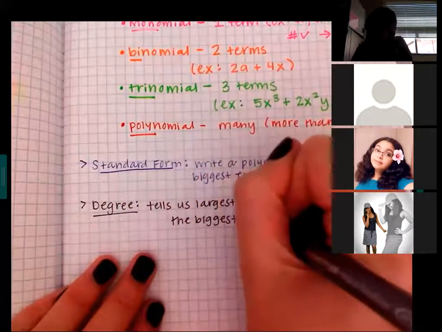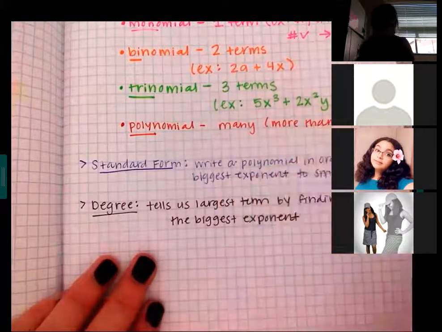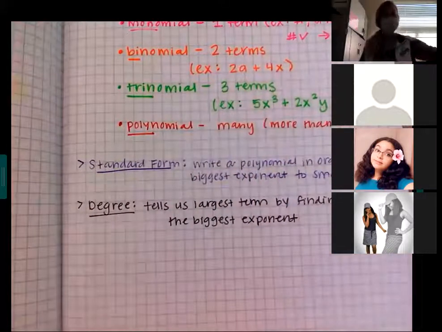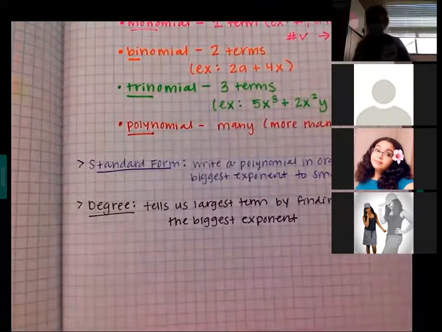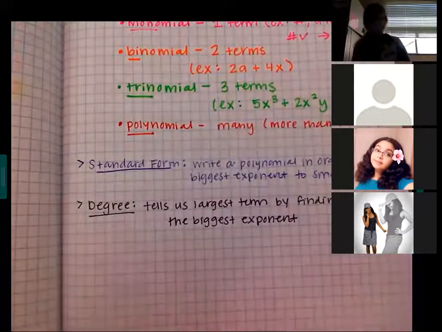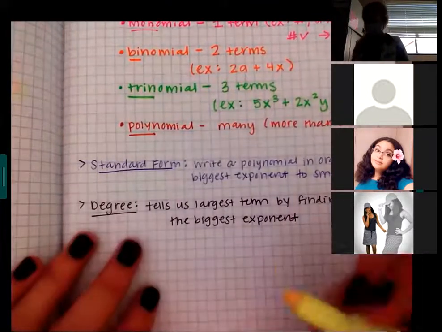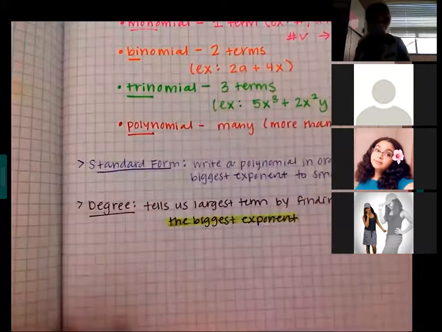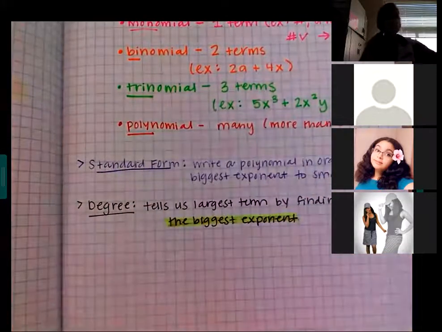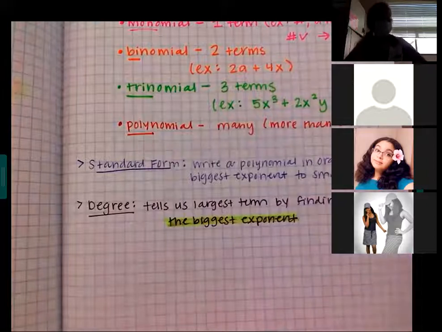Jordan, we almost done actually writing, and then we just got examples. It ain't that bad. This is not that bad. We've taken way more notes than this before. That's the part you need to know. Degree is the biggest exponent.